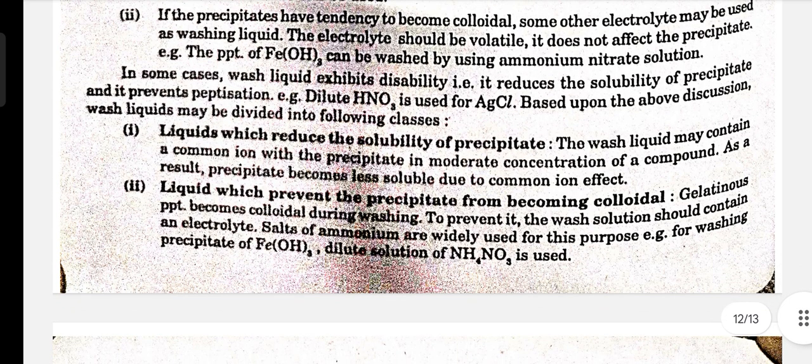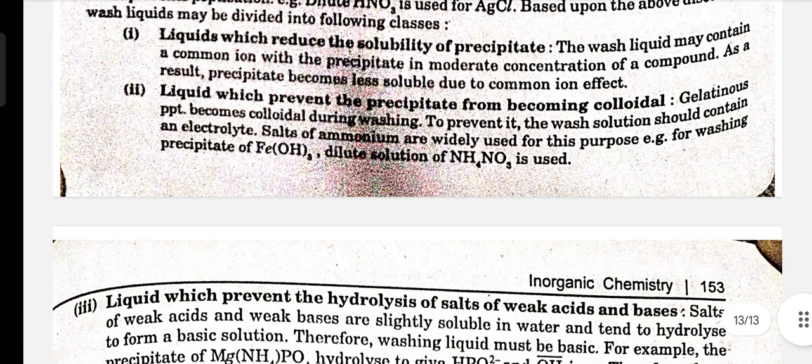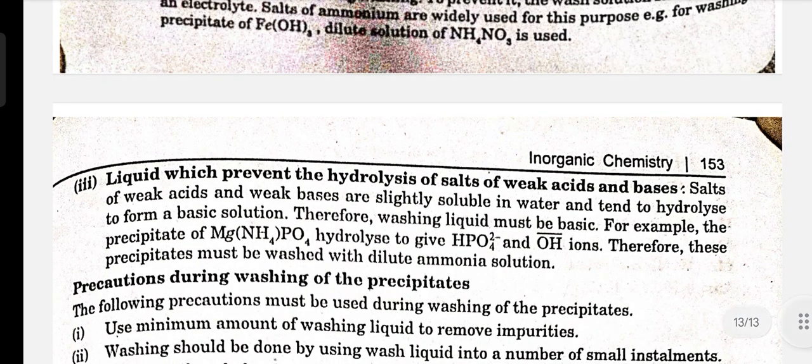Number 2, liquids which prevent the precipitate from becoming colloidal. Gelatinous precipitates become colloidal during washing. To prevent it, the wash solution should contain an electrolyte; salts of ammonium are widely used for this purpose. Example, for washing the precipitate of Fe(OH)3, a dilute solution of NH4NO3 is used.